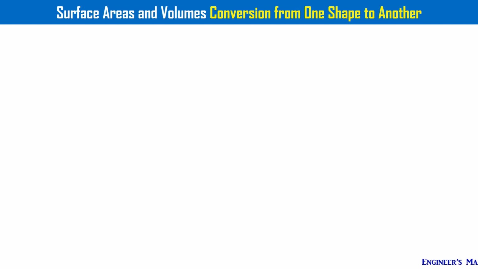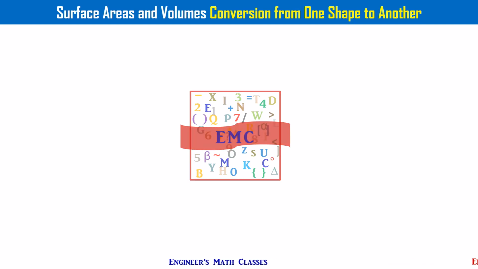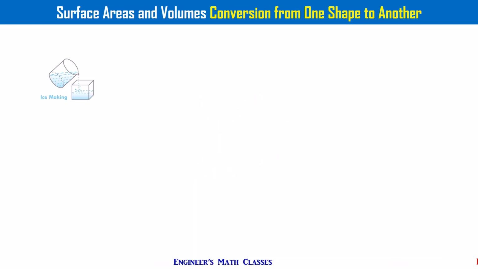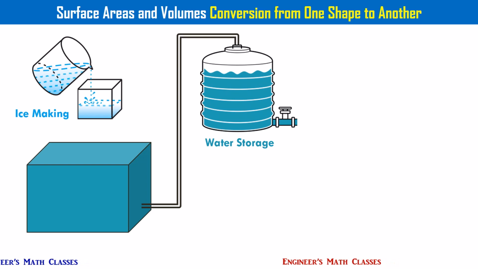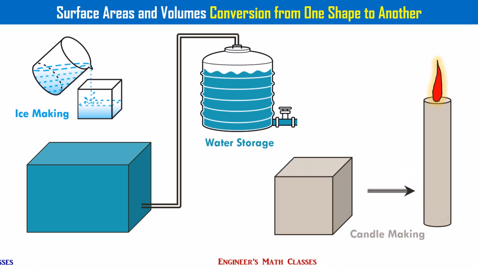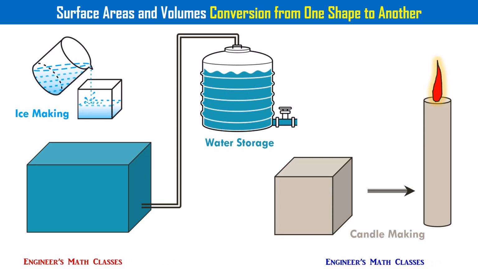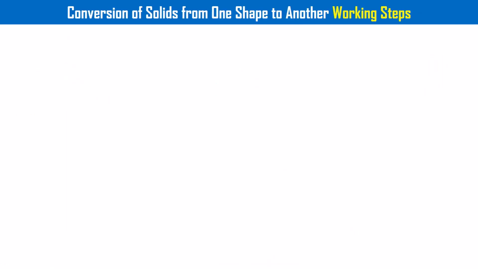Next, we have also looked at conversion of solids from one shape to another, and there are multiple examples like making ice, or transporting water from your base level storage tank to your overhead storage tank, or making candles. And there can be a number of examples, like drawing a cylindrical wire out of a given solid metal. So what are the steps for working out problems in this section?